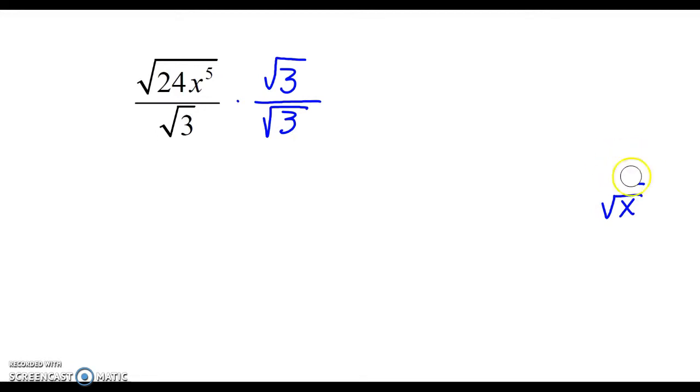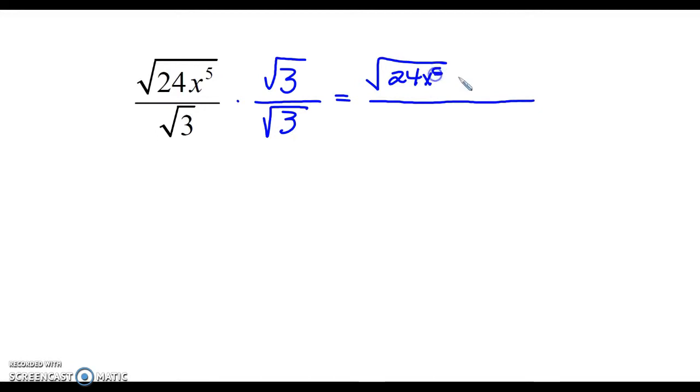Let's go back to our original problem here. Now, when I multiply, I'm just going to work with my denominator. Well, let's go ahead and do this in the numerator. That's 24x to the 5th multiplied by the square root of 3. We'll just park that for the moment.